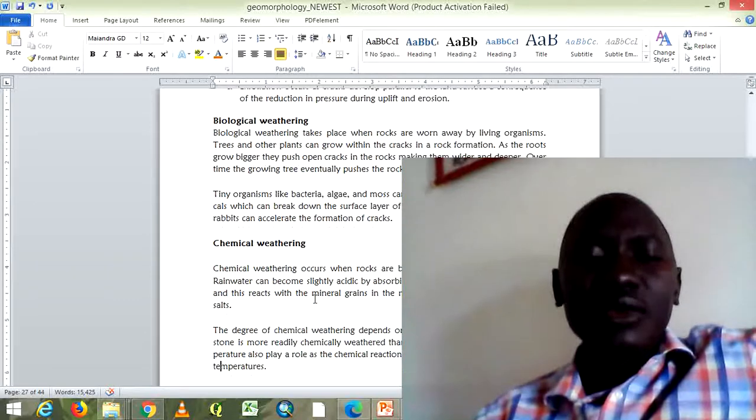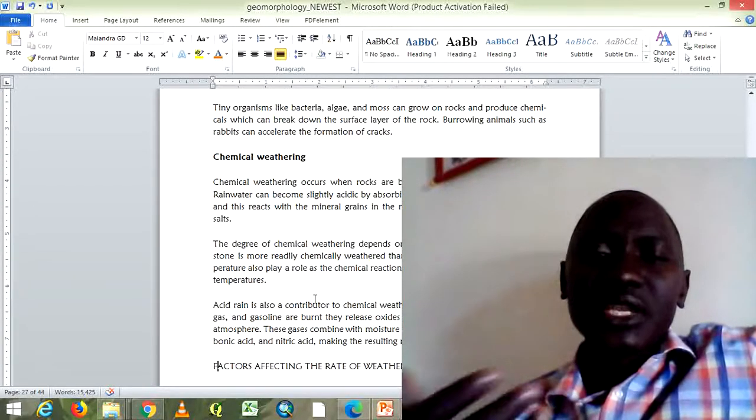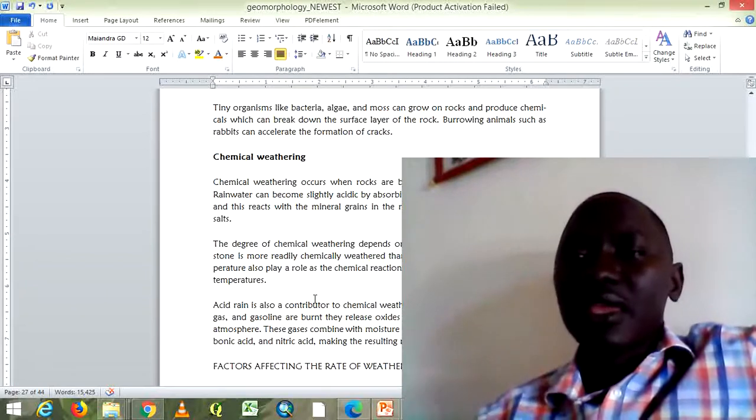Then we have chemical weathering. Under chemical weathering, I've said that this one involves the change in the chemical composition of the rocks, in the mineralogy.